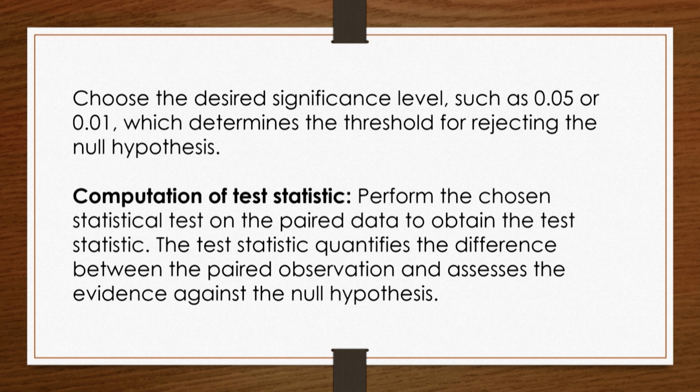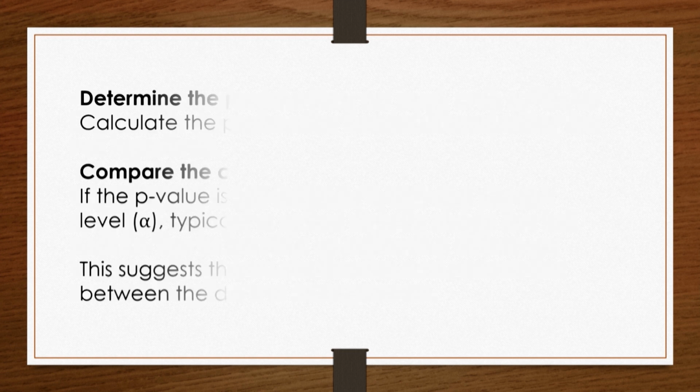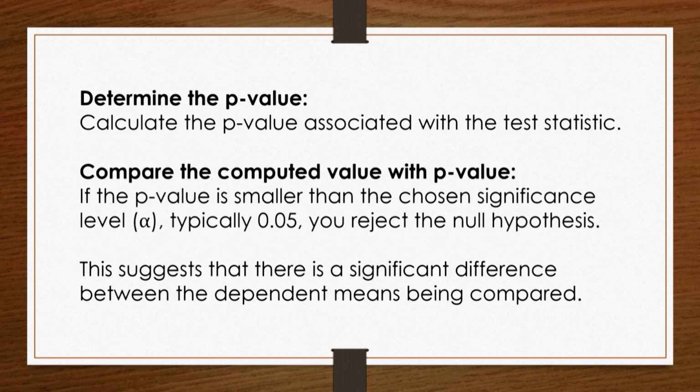Computation of test statistic. Perform the chosen statistical test on the paired data to obtain the test statistic. The test statistic quantifies the difference between the paired observations and assesses the evidence against the null hypothesis. Determining the p-value. Here one can calculate the p-value associated with the test statistic. Compare the computed value with the p-value.